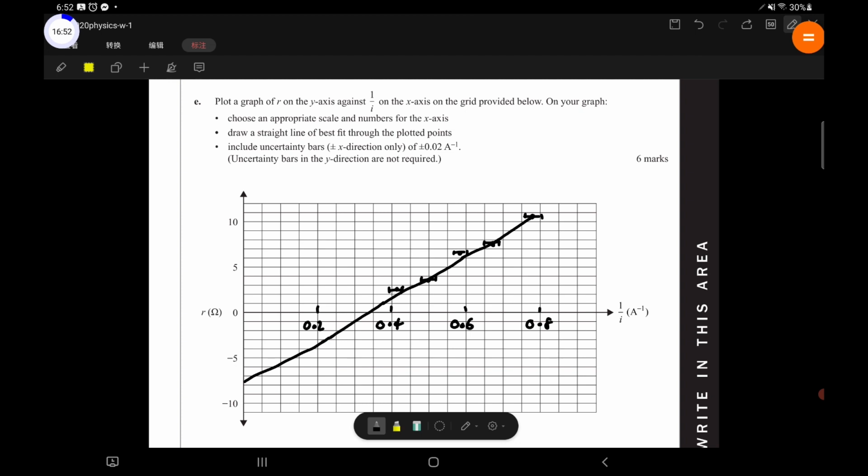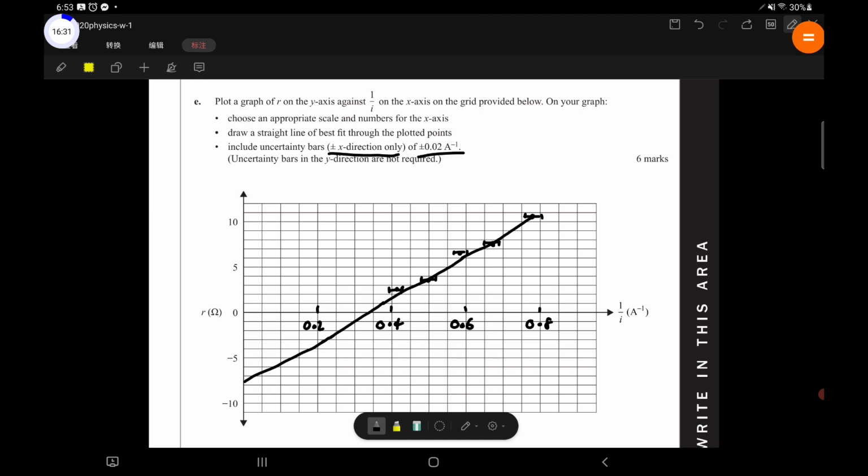So that is all done. Of course, you guys will be using a ruler to sketch your line of best fit, but this is the best I can do on my tablet. So I've drawn my uncertainty bars, which are the horizontal uncertainty bars, since it literally says it's in the x direction. We don't need to do the y direction uncertainty bars, so that's good.